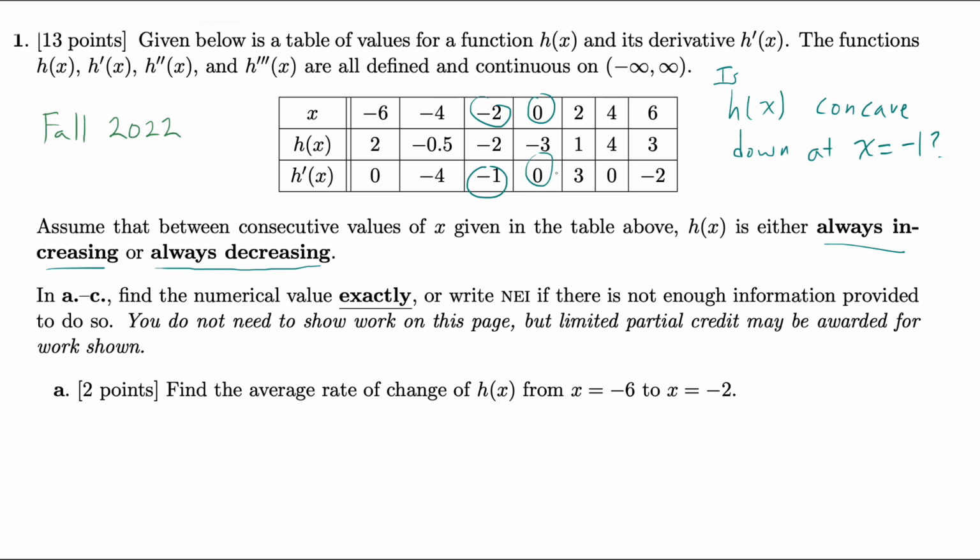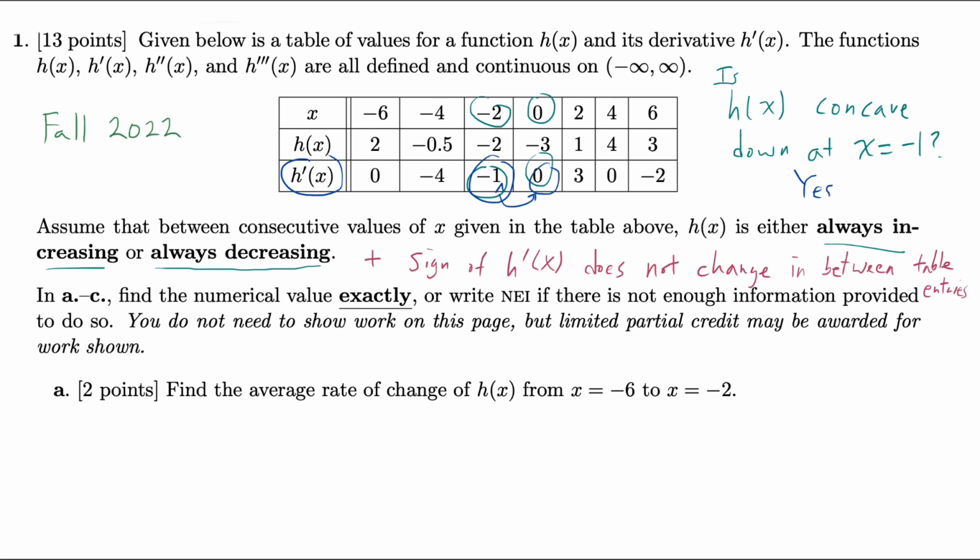But let's say I give you the additional information that the sign of h prime of x does not change in between table entries. If I give you this additional assumption, then since h prime of x was negative here and it's 0 here, the sign should stay negative in between -2 and 0. So now the answer to this question is yes.